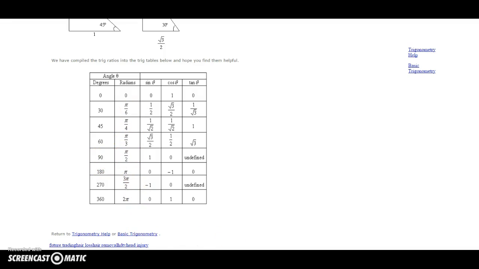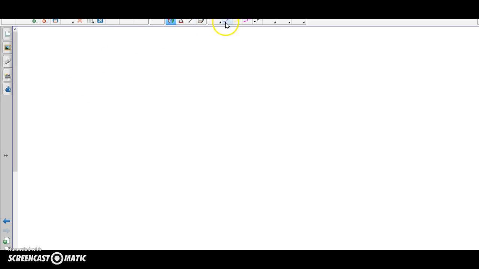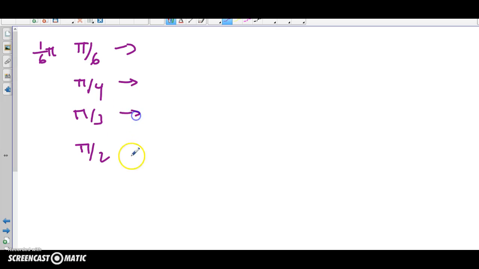Let's go back here and convert all these. I had pi over 6, and then pi over 4, and then pi over 3, and then pi over 2. Don't forget that's the same as 1/6 pi. What I want to do now is change all of these, because we're going to be adding and subtracting these in a bit. The best way to do this is to change these to a common denominator, and the lowest common denominator between all of these is 12.